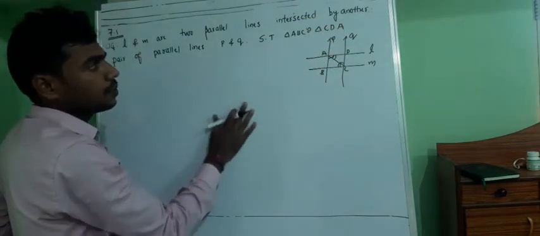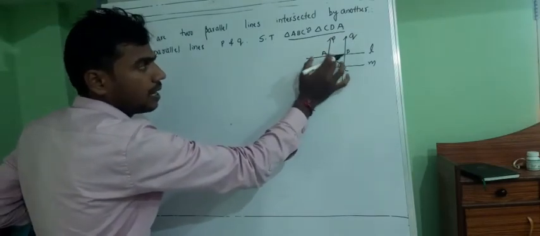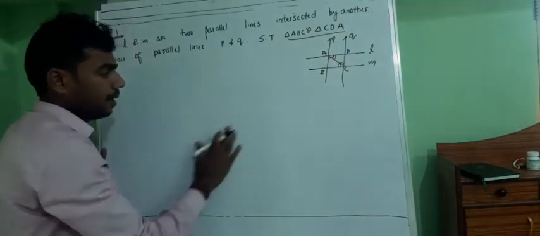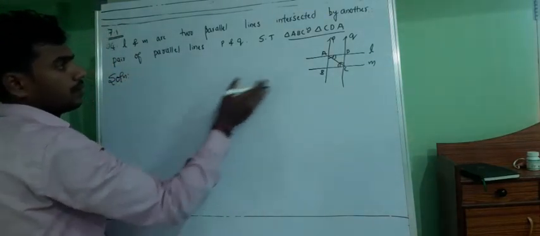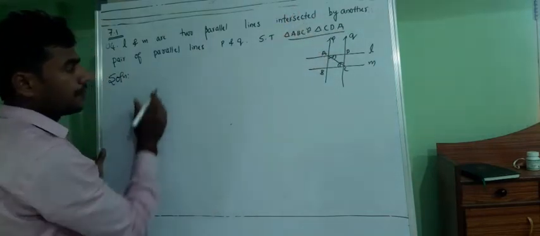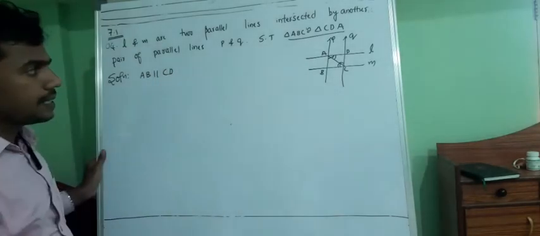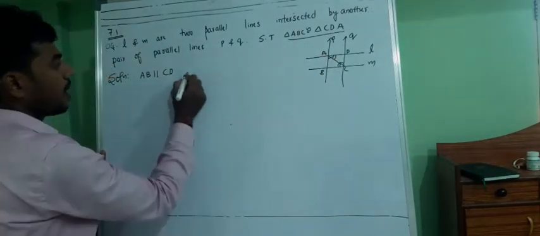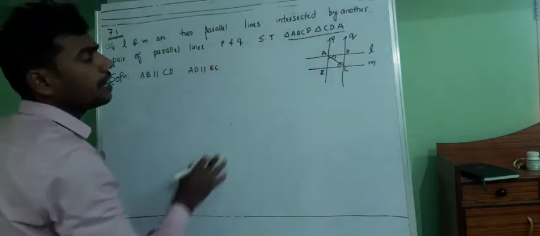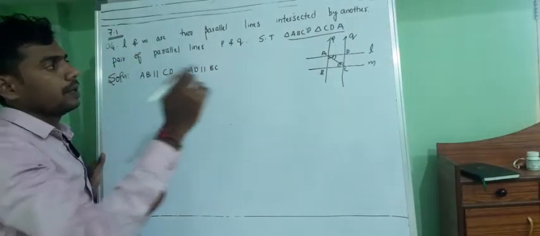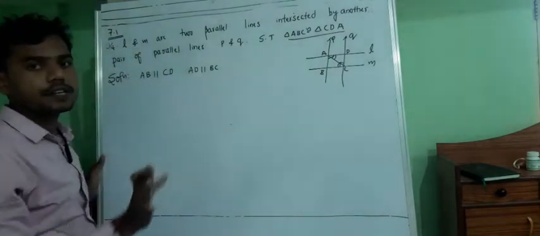What has been asked us to show? We need to show triangle ABC is congruent to triangle CDA. Now, since P is parallel to Q, AB is parallel to CD. AB is parallel to CD and AD is parallel to BC. Now, I already told you, whenever they ask you to show the congruency of triangles, we need to consider those triangles.